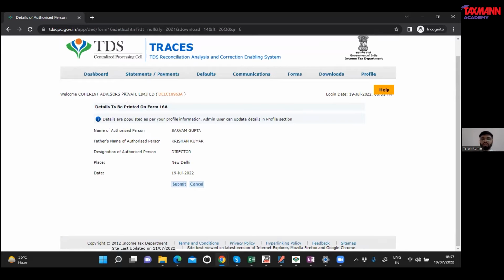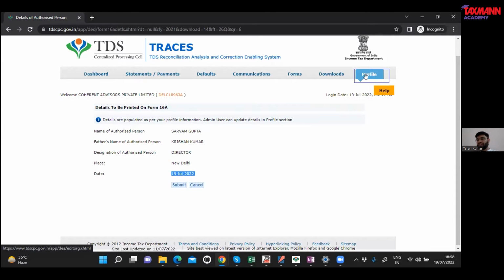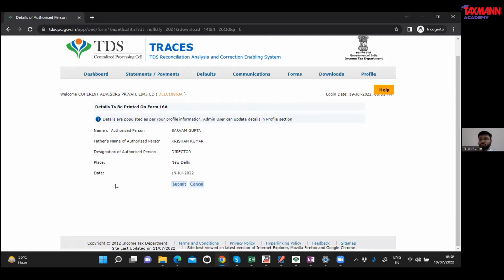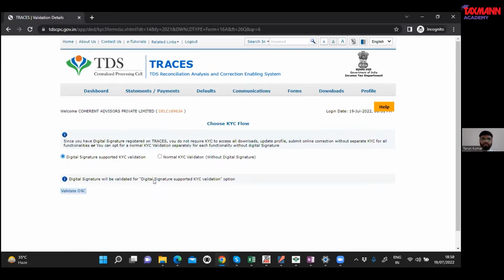So in our case, in the company Coherent Advisor Private Limited, he is the director. It's his father's name, and what is his designation, and what is the place where he is residing, and the date on which this request is submitted, right? So these are the basic details which it is showing. If you want to change, you can change through this profile section. Here you can change all these details. But since we need not change, I'll just submit the request.